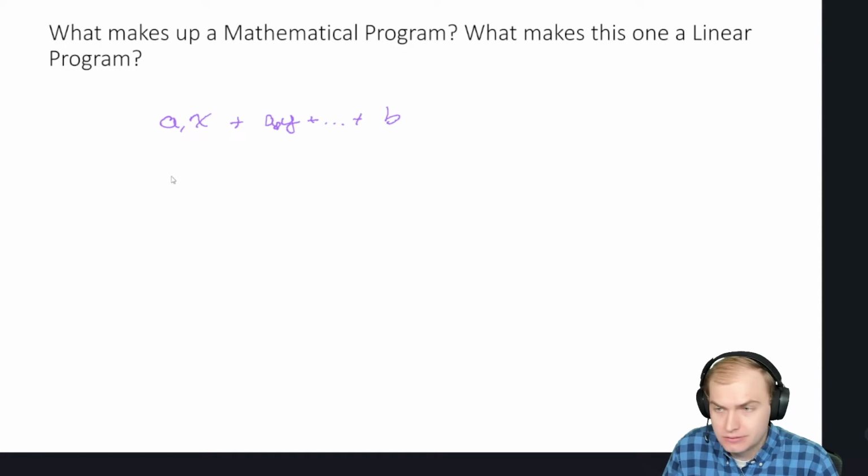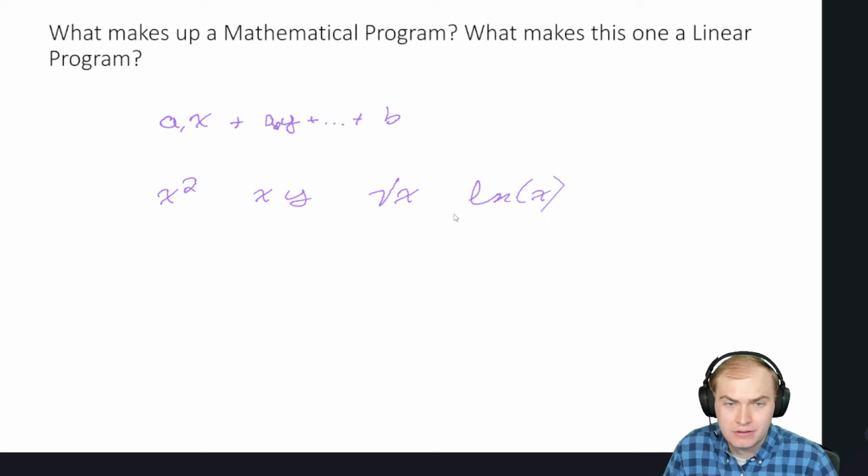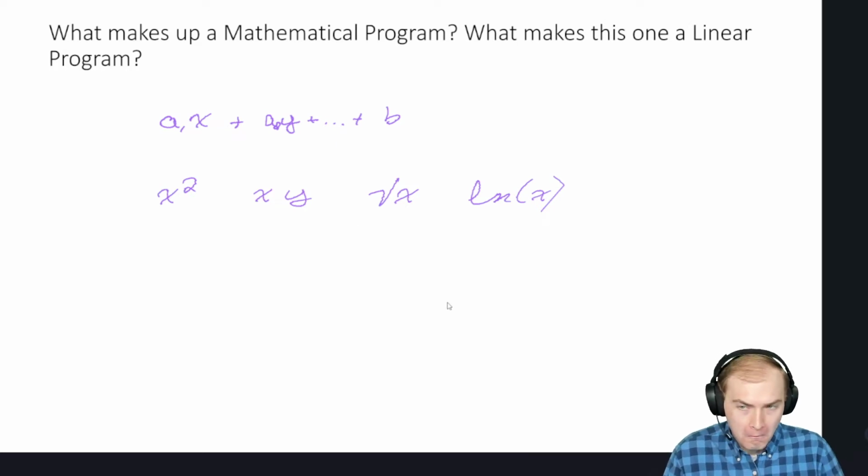Things like x squared, x times y, root of x, log of x. We can't handle those with the tools that we're going to learn in this class.